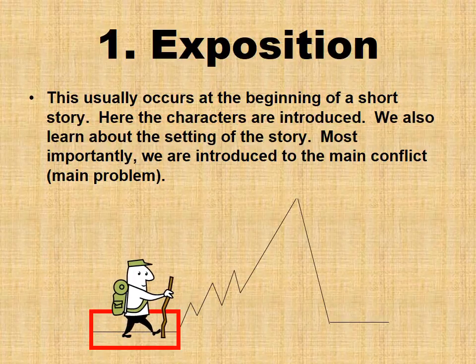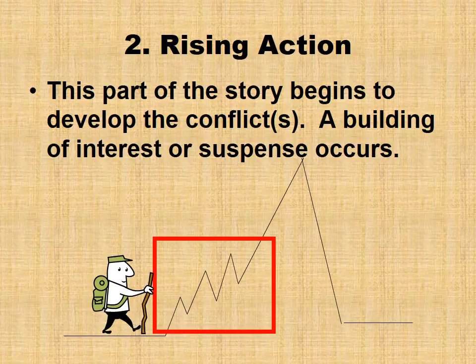As she gets here to the rising action, this is where the conflict starts to develop. This part of the story begins to develop the conflict. A building of interest or suspense occurs. So, once Little Red Riding Hood gets into grandmother's house, the suspense starts to build for us.